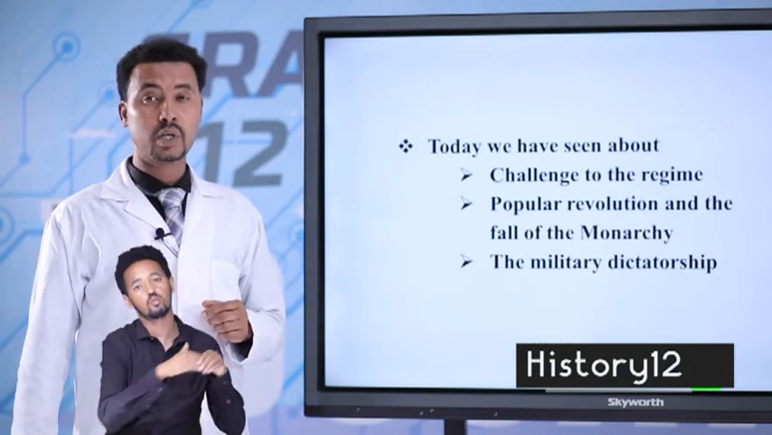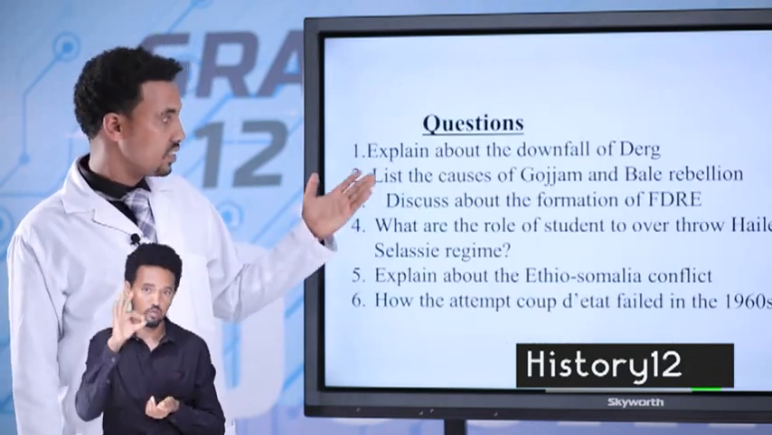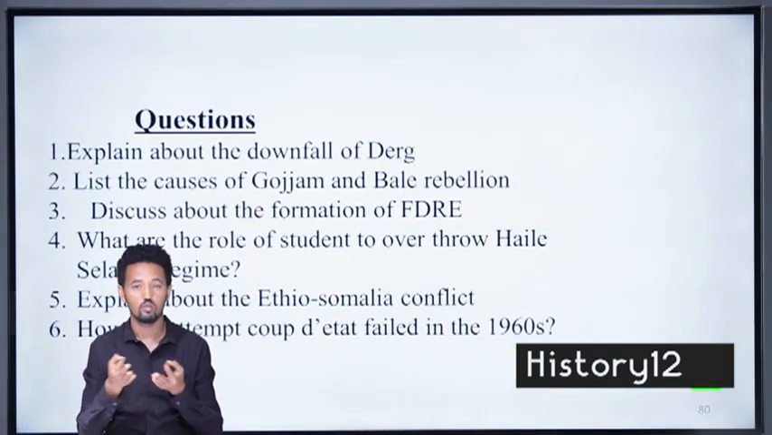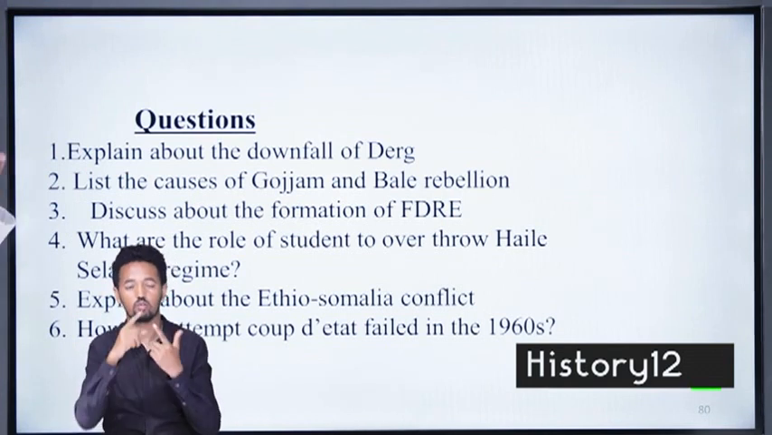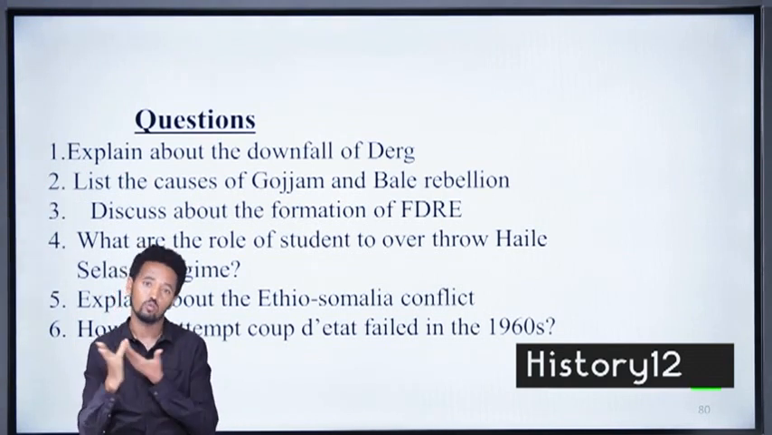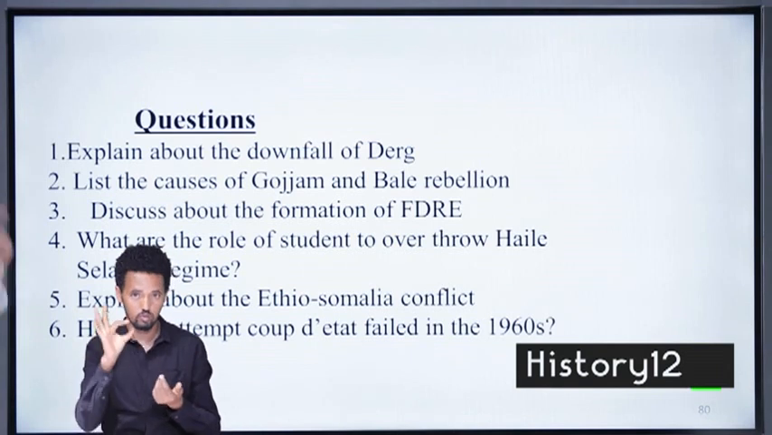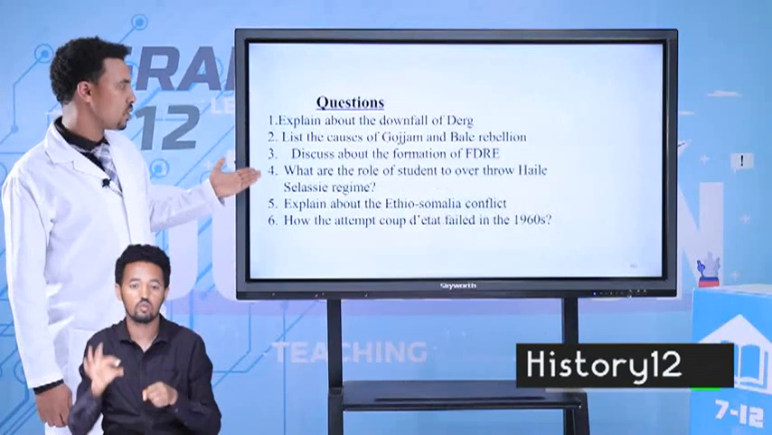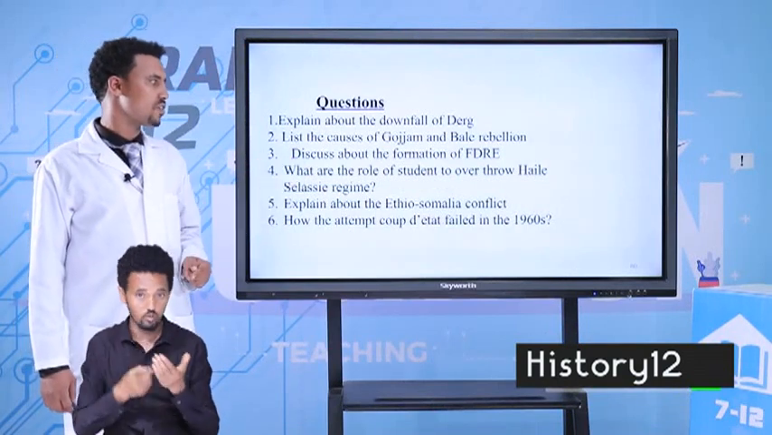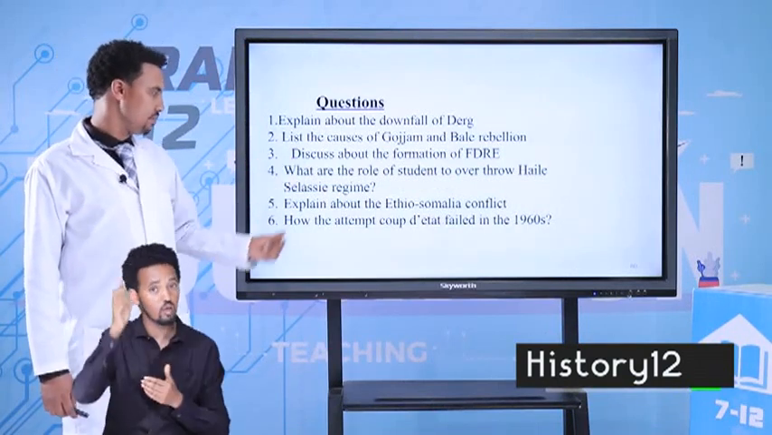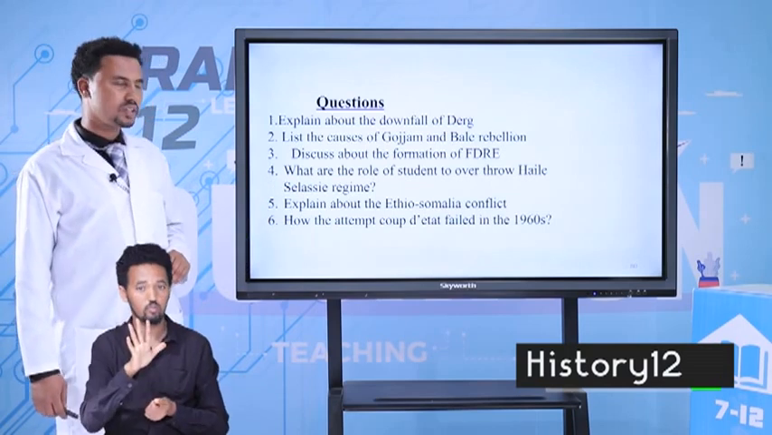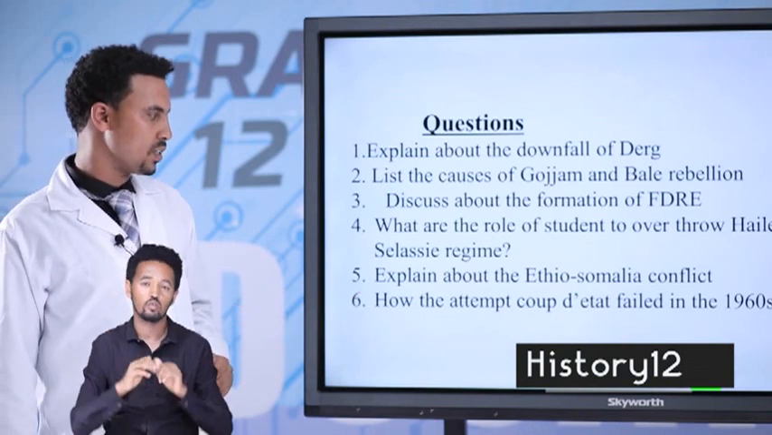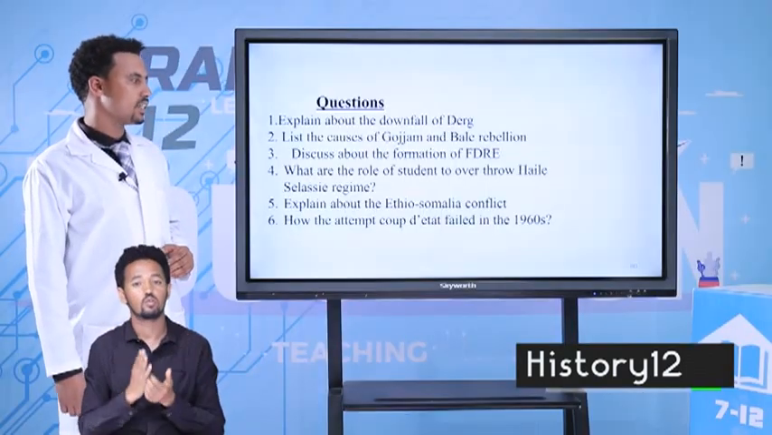This is all about today's topic, student. Answer these questions. First one, explain about the downfall of the Dirk. Second question, list the causes of the Gojam and Bale rebellion. The third one, discuss the formation of the Federal Democratic Republic of Ethiopia. The fourth one, what was the role of the students in overthrowing the Haile Selassie regime? The fifth one, explain about the Ethio-Somali conflict. The last one, how did the attempted coup d'etat fail in the 1960s?